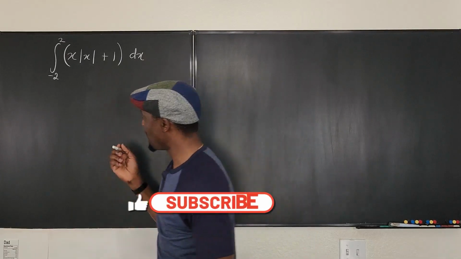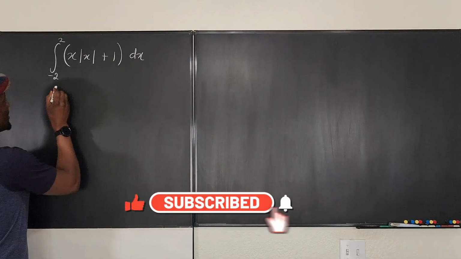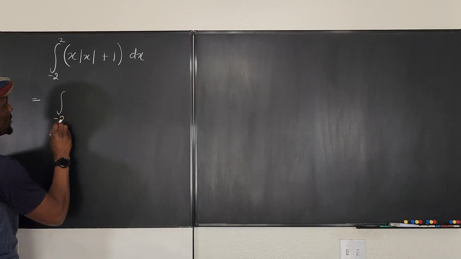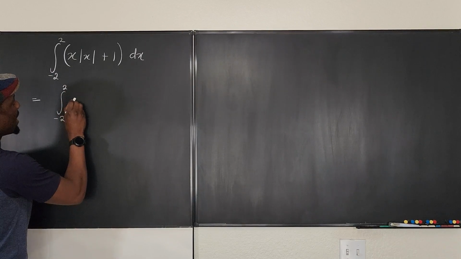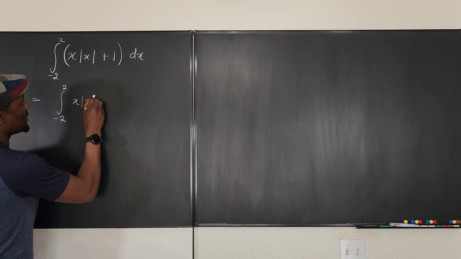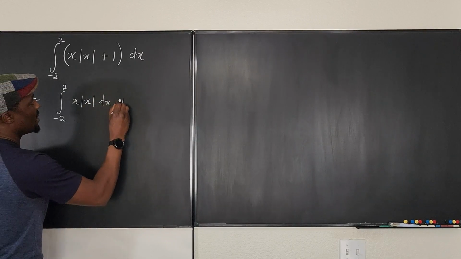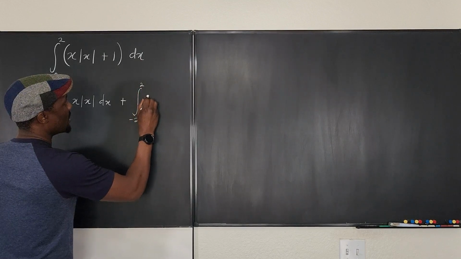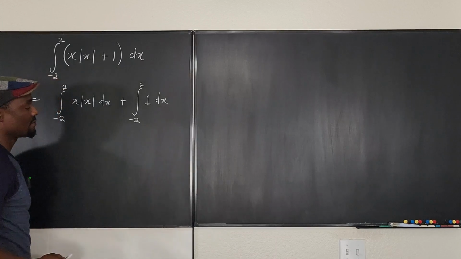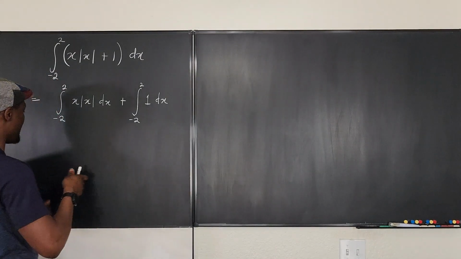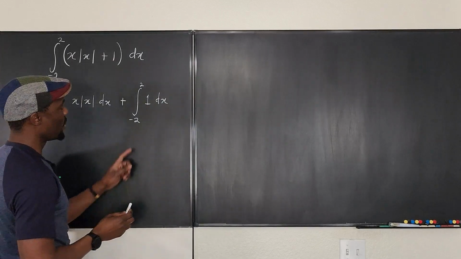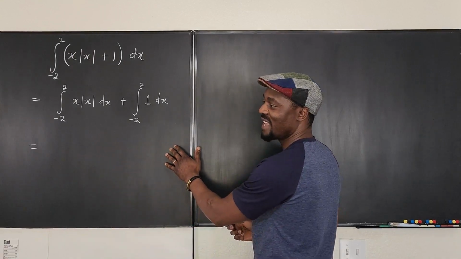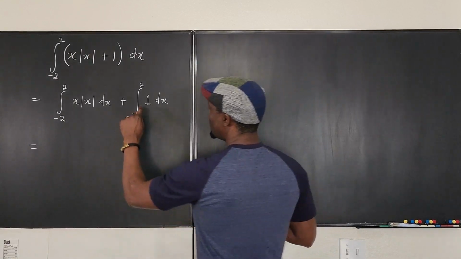So the first thing we're going to do is rewrite this expression and say that it is equal to the integral from -2 to 2 of x times the absolute value of x dx plus the integral from -2 to 2 of 1 dx. So we have an answer for this and for this. Let's do both of them on this side. I'm just going to use this side for the answers and this side for the work. Let's do this part first.